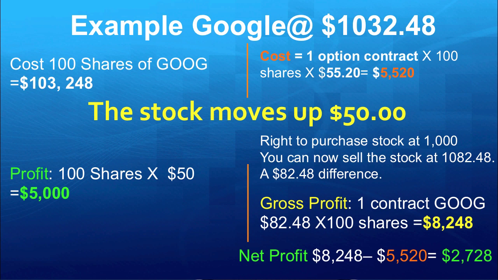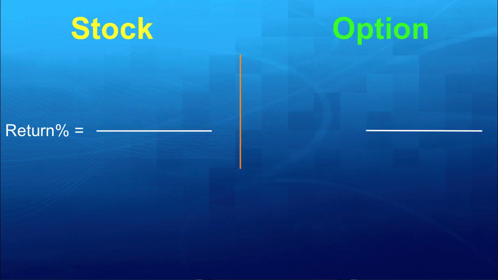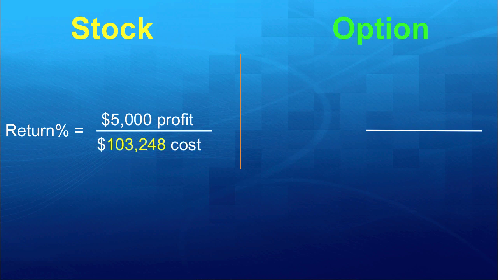Okay. Now let's do the grand reveal about the truth about the numbers. So if you really look at the numbers, let's break down the percent return. On the left side, you made $5,000 profit, but it cost you $103,000 to get into that trade, right? So you really had a 4.8% return. On the right side, let's talk about it.